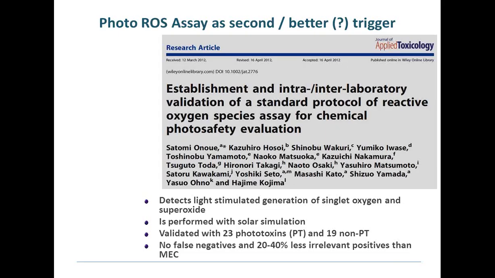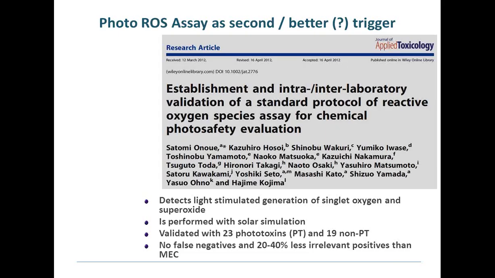This is just one of many publications of the Japanese pre-validation studies and formal validation studies on the photo ROS assay. This is the first publication of the formal validation study. In the study, 23 phototoxins and 90 non-phototoxins had been tested. No false negatives were shown. That means whenever the ROS assay said you should do photobiological testing because it's positive, it was positive in the biological follow-up testing with the 3T3 or other assays.